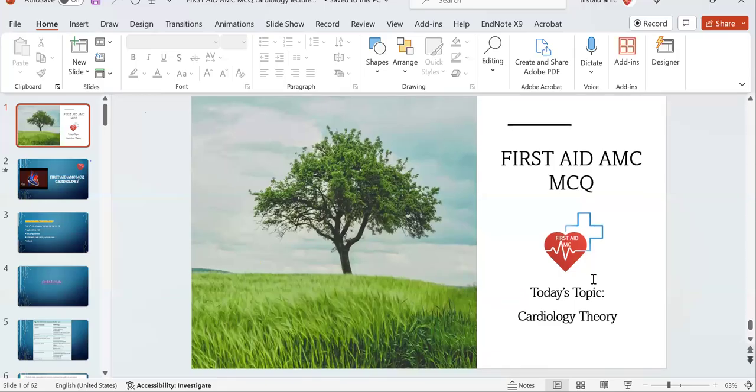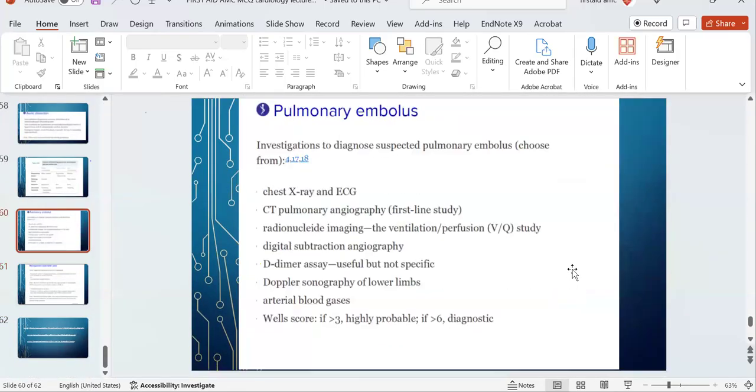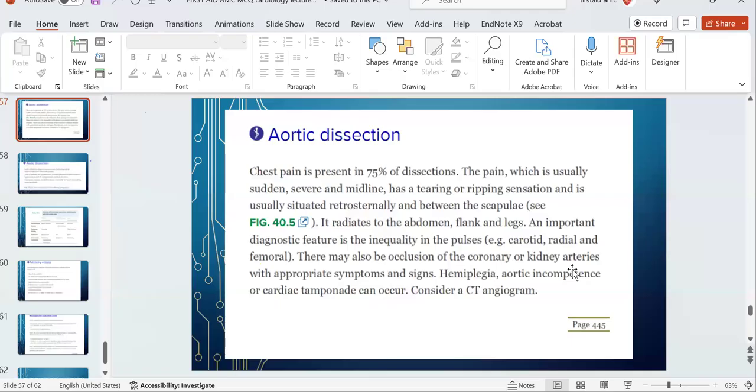So that's all about chest pain. We don't discuss pulmonary embolism in our cardiac class. We discuss pulmonary embolism in our respiratory class.